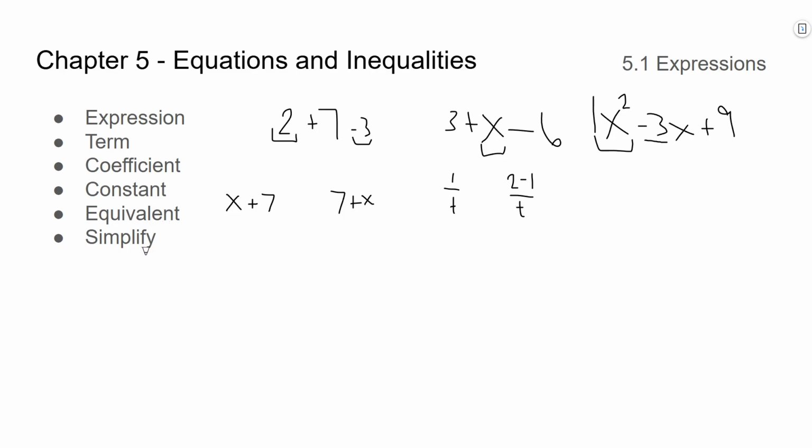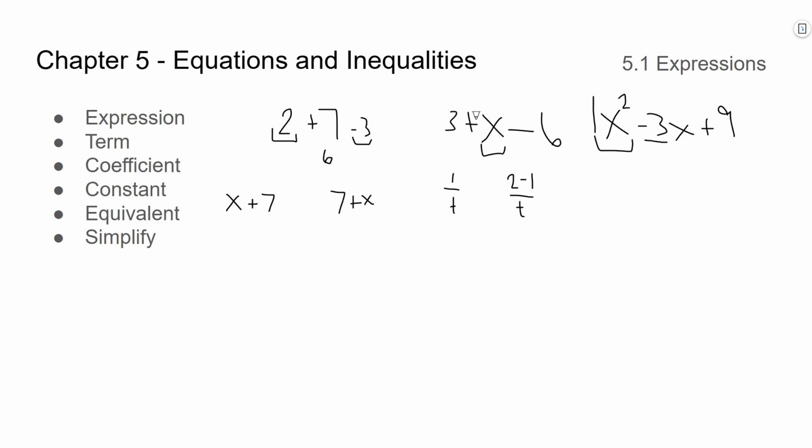And I just said simplify. When an expression is simplified, that means it's down to the least number of components that there can be, or the least number of terms it can be. So if we take this expression, for example, we can combine all 3 of these terms. 2 plus 7 would be 9, minus 3 is 6. So the simplified expression is just 6.